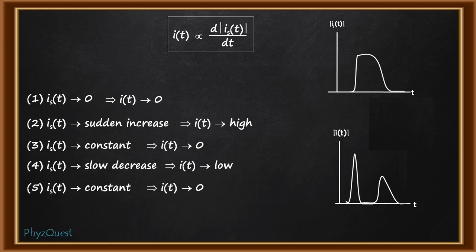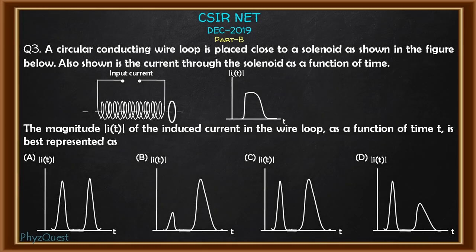Now let's look at the options. Once we look at the options here, as you can see, out of the four options, option D matches the plot we have drawn. So the correct answer is option D.